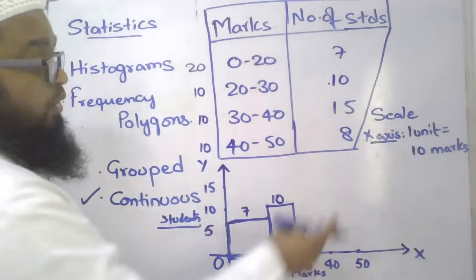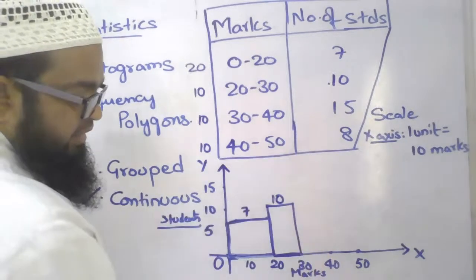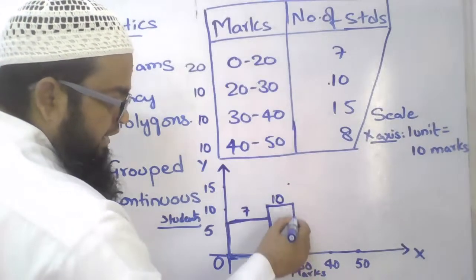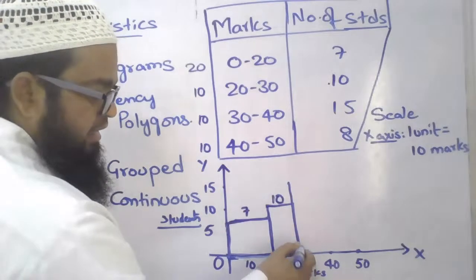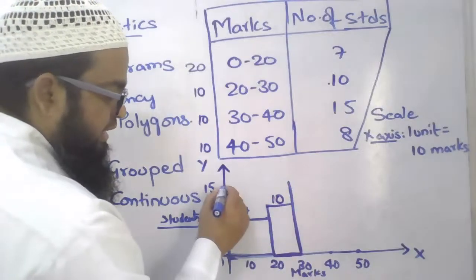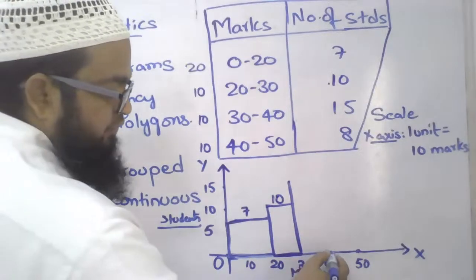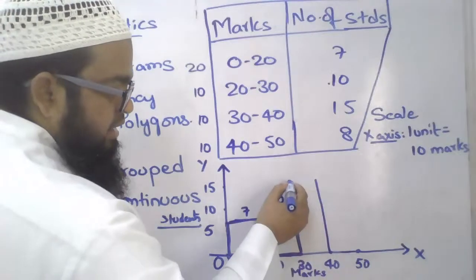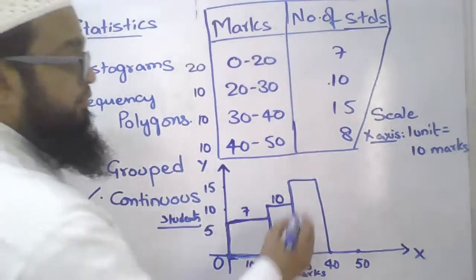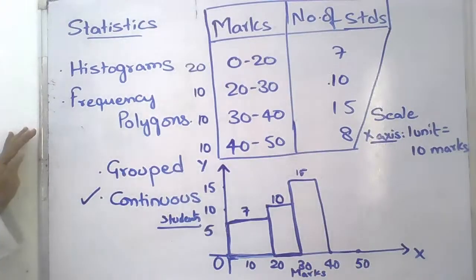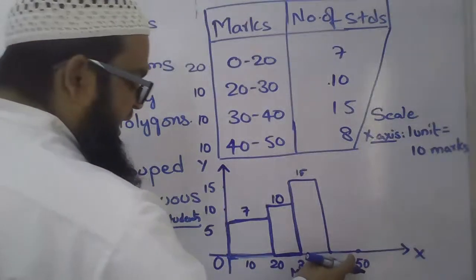Now 30 to 40, it is 15. So you know everything. For 30, you take a scale and draw a line, or take a scale and put a point, so that there is no confusion. And for 40 also, you draw a line and join it. Okay, this is 15. Now, what is the next one? 40 to 50, it is 8.